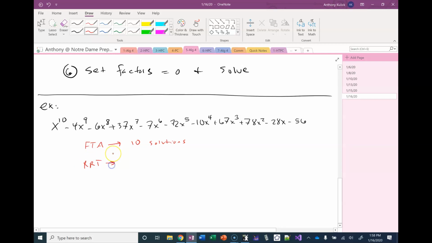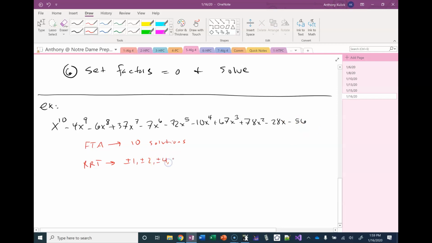And then we can list our possible rational solutions. What are those going to be? Not 3. You can tell if something's divisible by 3 if you add the digits. If that number is divisible by 3, then it's also divisible by 3. But 5 plus 6 is 11. That's not divisible by 3. That's a nice little check. So that one doesn't work.